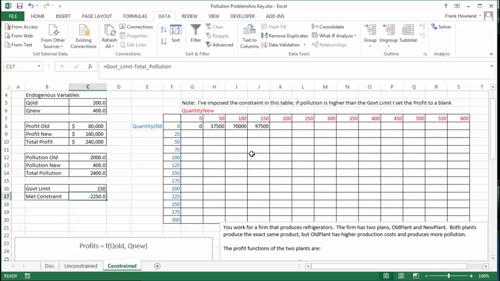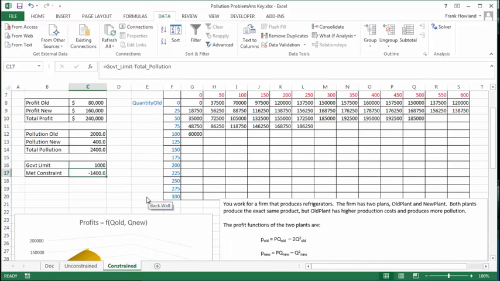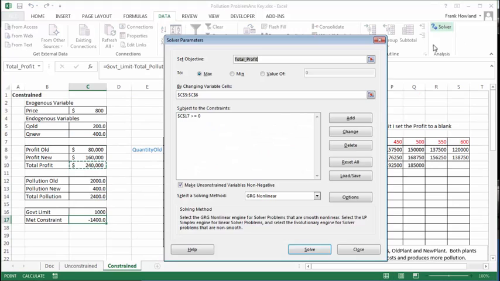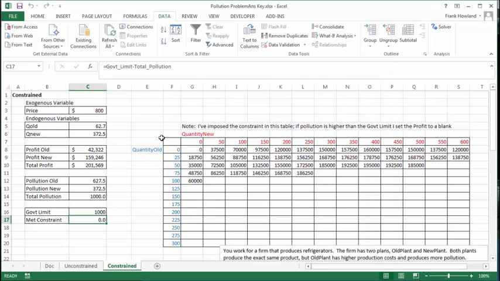Then we have very few production possibilities. Okay, maybe we'll do 1,000 just to make it a little easier to see the table, see what's going on. Fewer production possibilities, and we're not going to get to that maximum in terms of profits. Right? What's the best we can do? Go to solver and hit solver, and it turns out that this is the best we can do.